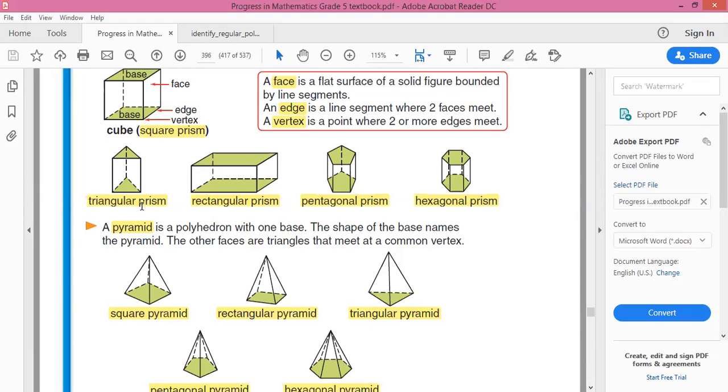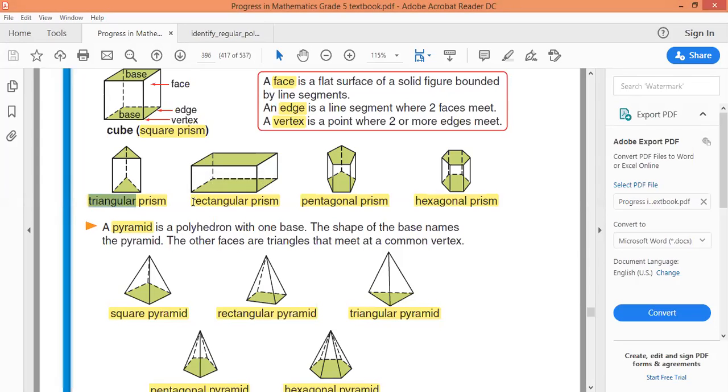Now answer me. Triangular prism. Why do we call it a triangular prism? Who will tell me? Because it has triangle faces. Yes, two triangles, two bases. The down and the top, they are triangle shape. So we call it a triangular prism.